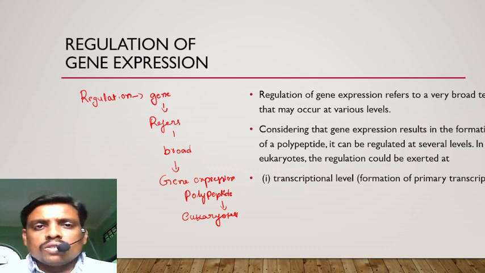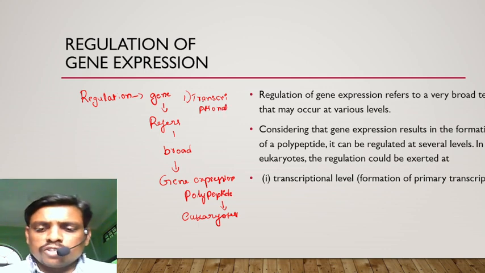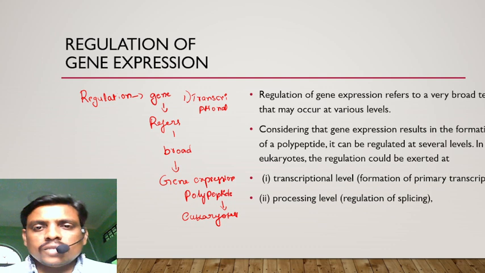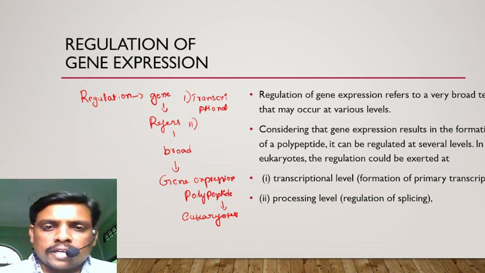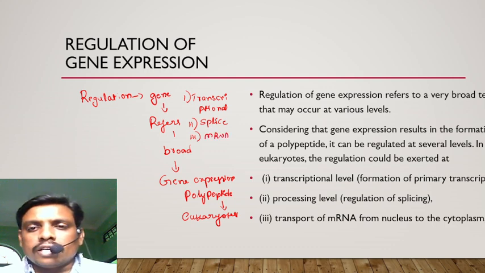At the transcription level, it can be regulated, at the transcriptional level, formation of the primary transcript. The second step is the processing level, regulation of splicing, as you know very well about splicing, etc. And after splicing, the third step will be transportation of mRNA.